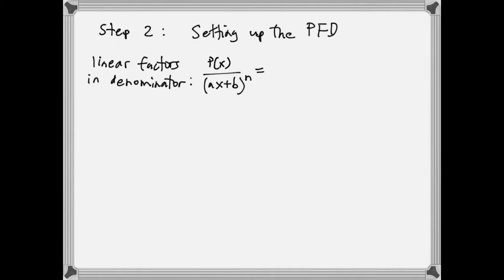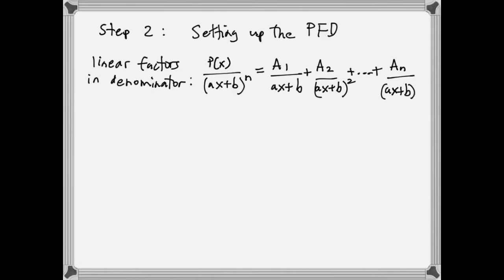Okay. So the way that you set it up is as follows. You create an unknown and you divide it by the linear factor, and then you create another unknown and you put it over the linear factor squared, and you keep doing this pattern going up by one power at a time until you get to the very last one, which is going to be an over ax plus b to the nth power. Okay. So this is what it looks like when you have linear factors.